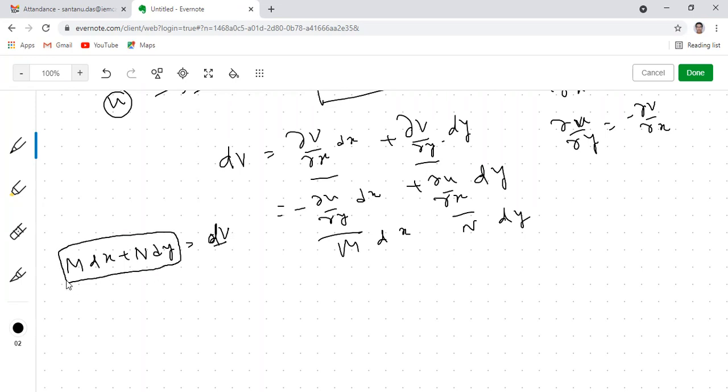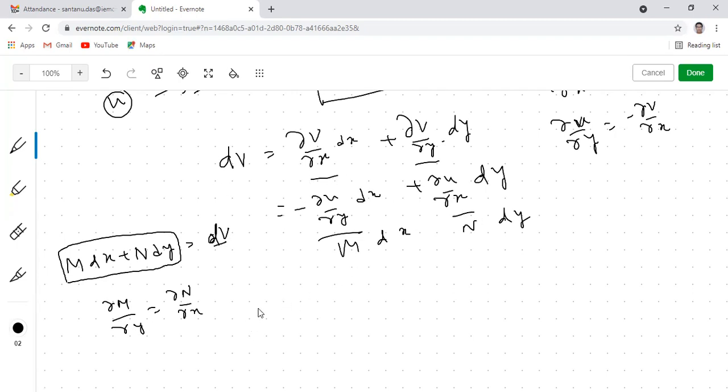Can anyone tell me the condition? So dM by dy should be equal to dN by dx. Not dM, del M actually. Yeah, that is right. So del M del y should equal del N del x. If this is satisfied, then this will be an exact differential equation. So we can integrate directly on both sides and we can get the value of v.